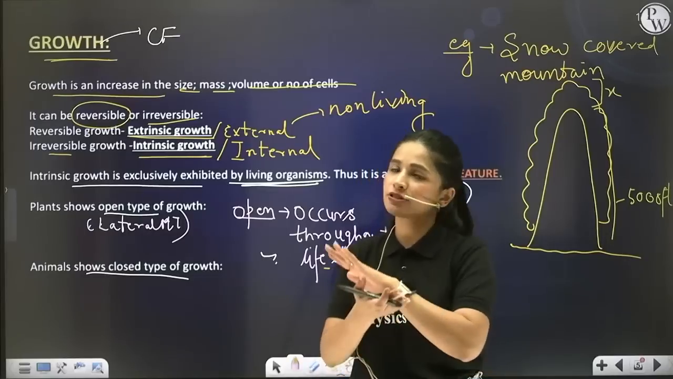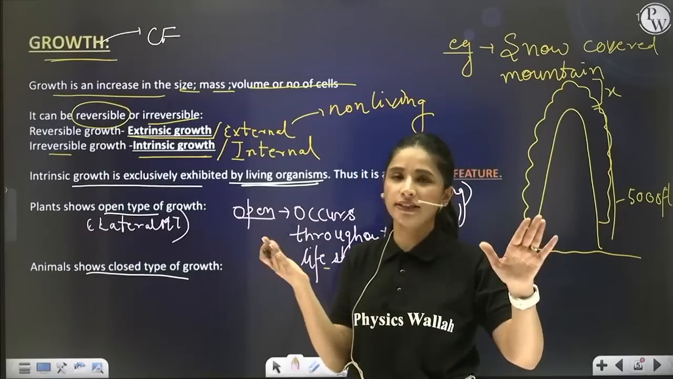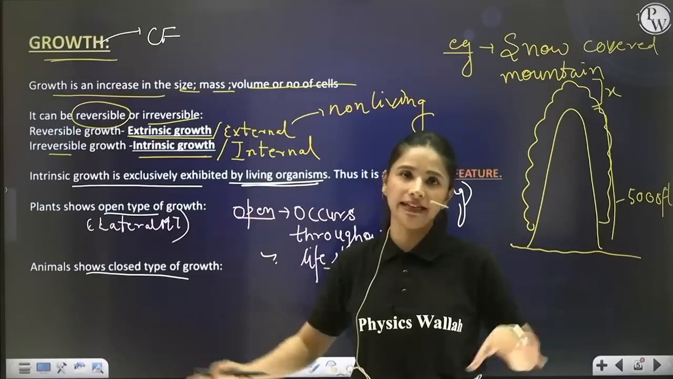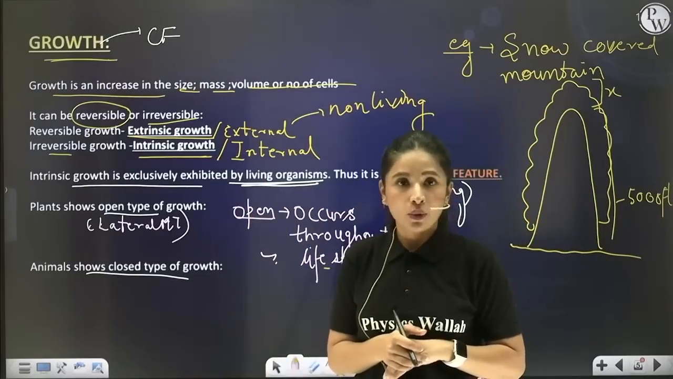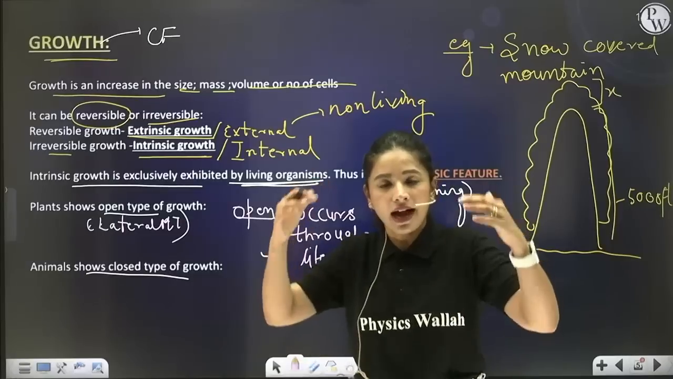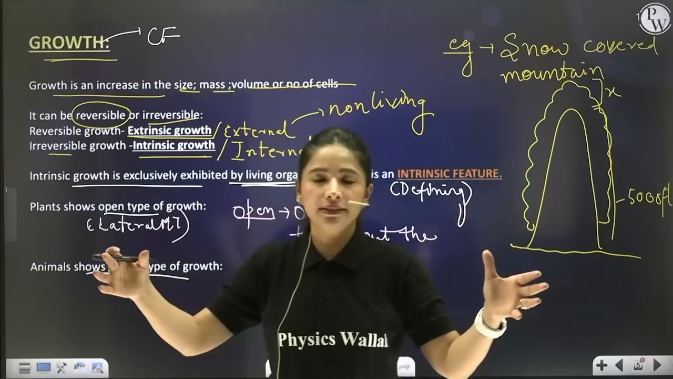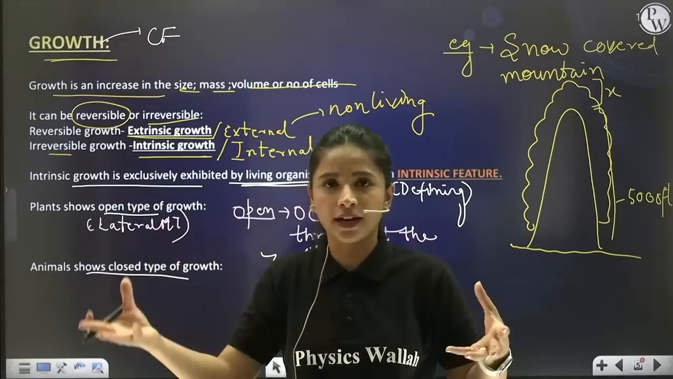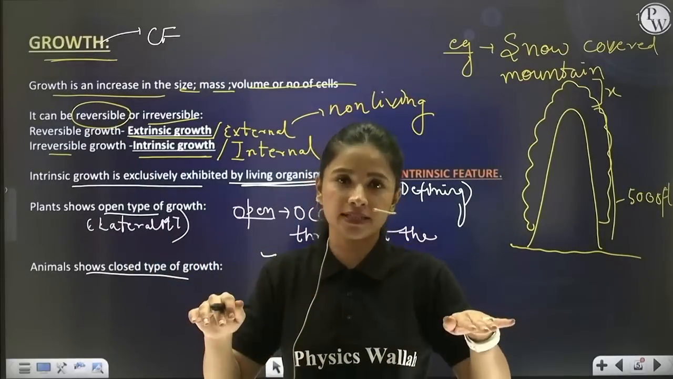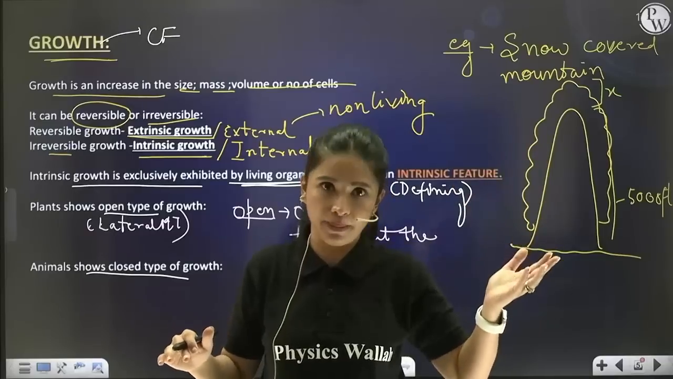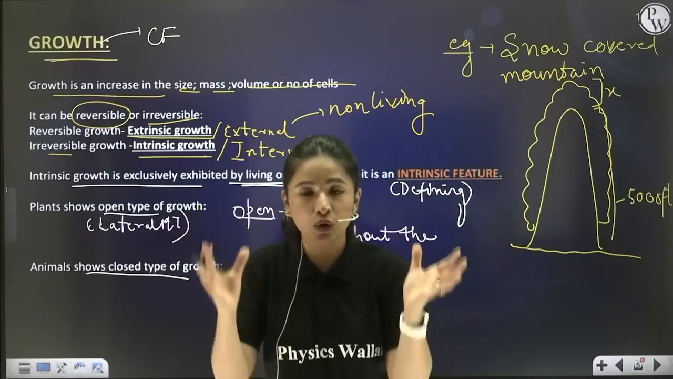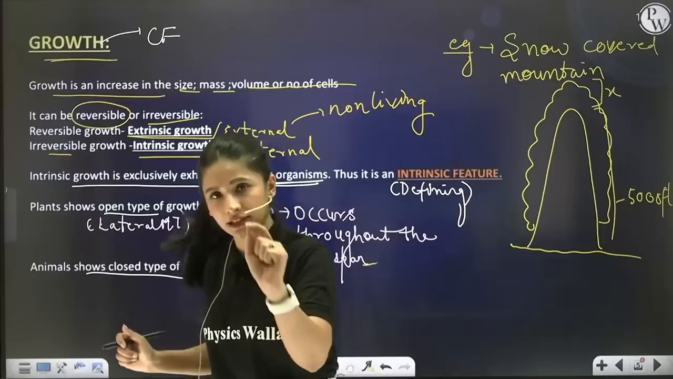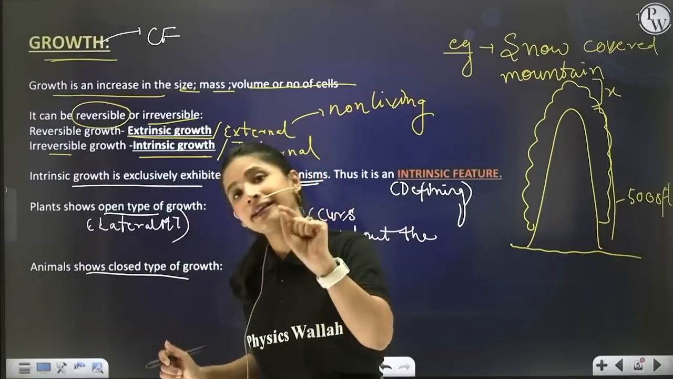Why? Because there is no such meristematic tissue called lateral meristem in animals, be it humans or any other organism. That is why our height, and the average size of any animal or any human being, is fixed. We do not grow throughout our lifespan because we show closed type of growth. Closed is also known as determinate, or definite.